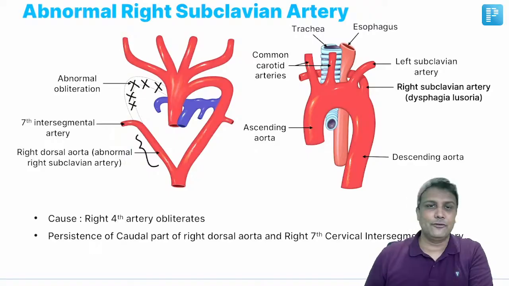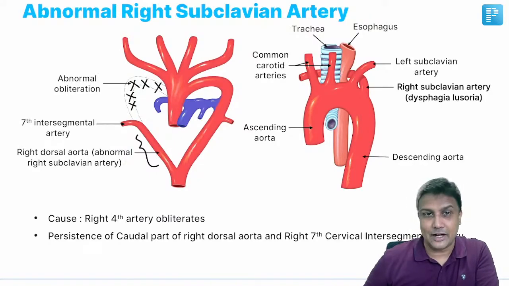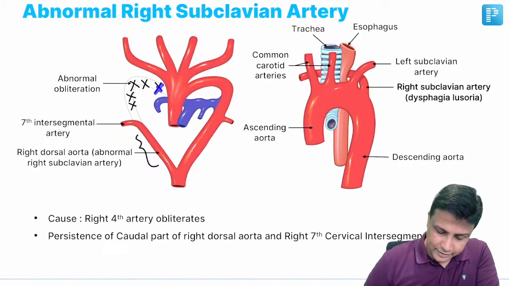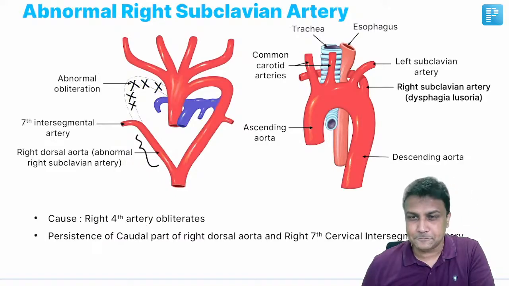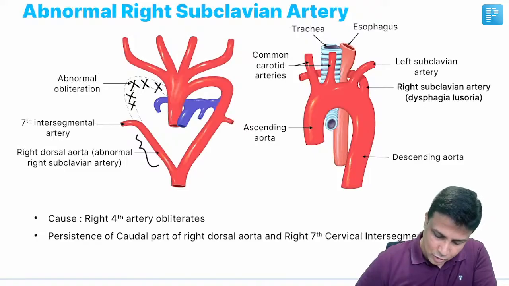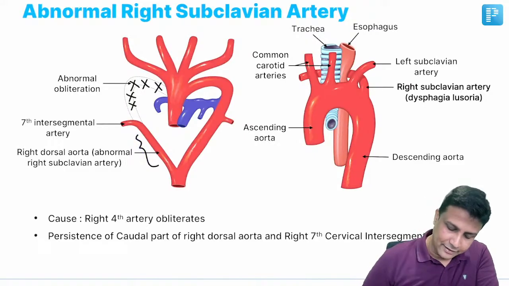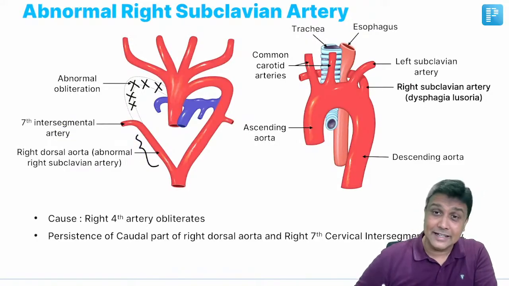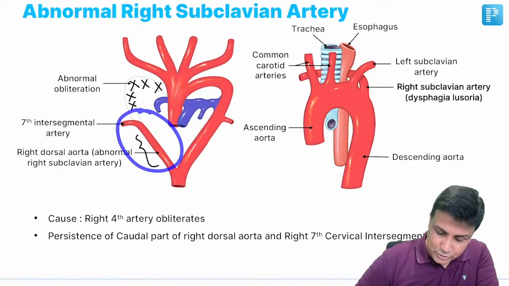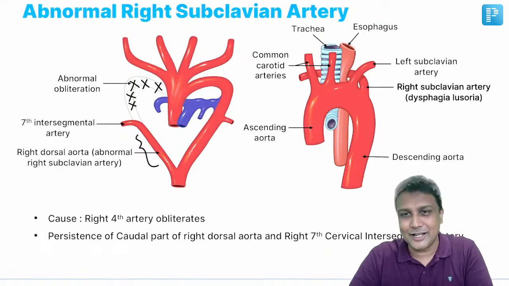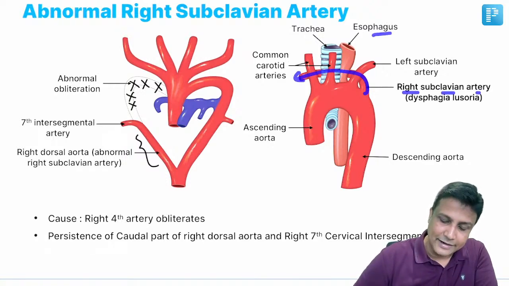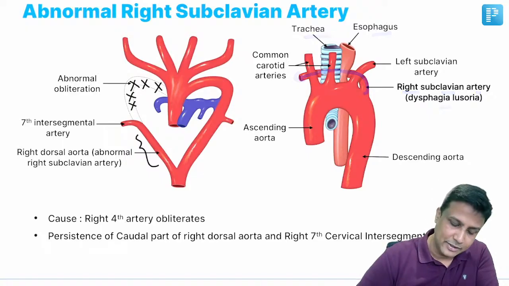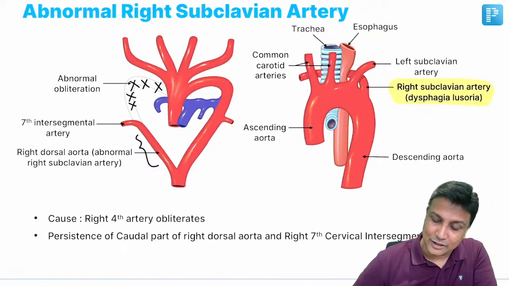So what is the cause for the formation of abnormal right subclavian artery? Because of the obliterated right fourth arch artery. The right fourth arch artery will be obliterated, and then there is persistence of the caudal part of the right dorsal aorta and the right seventh cervical intersegmental artery. So what will happen now? This artery is going to come from behind the trachea and esophagus here. You can clearly see that the abnormal right subclavian artery is coming from behind the trachea and esophagus and compressing them. And this condition here will be the dysphagia lusoria.